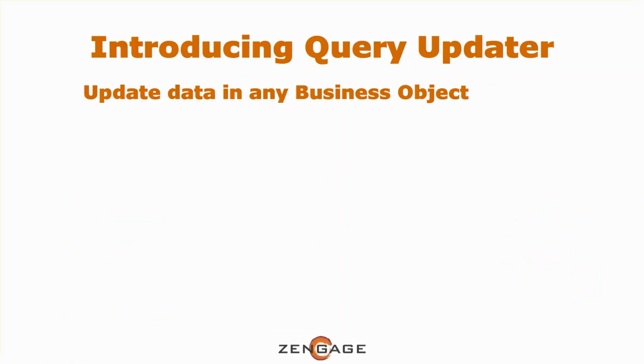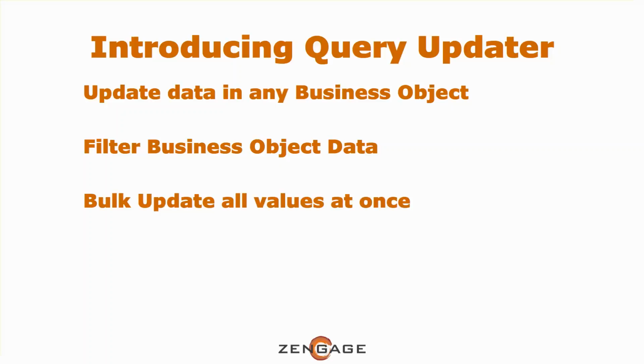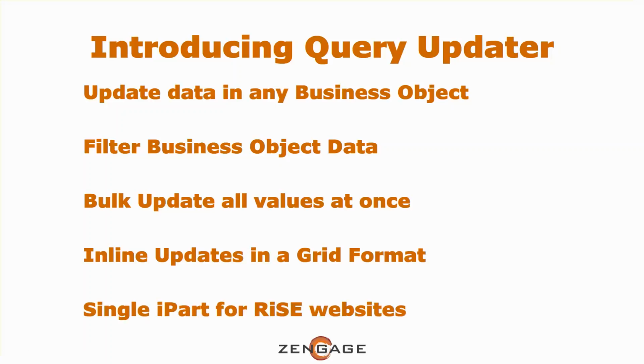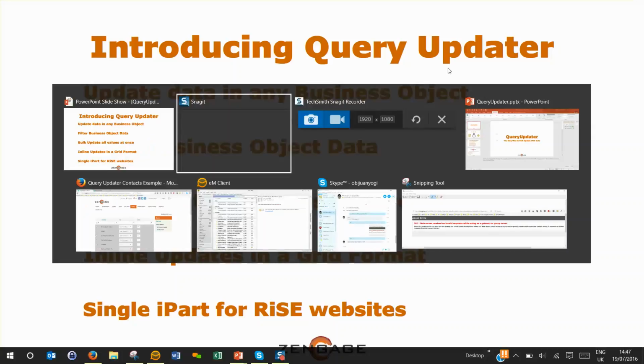It's the only iMIS tool that allows you to update any business object data, to filter the rows shown in that business object, and to do a bulk update on all the values at once, or do inline updates in an Excel grid-like format. And all of this is contained in a single iMIS iPart for RISE websites. Let's have a look at that a little bit more closely.